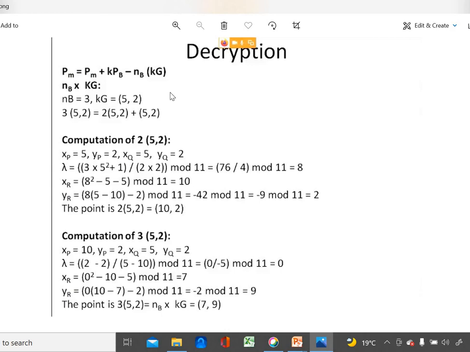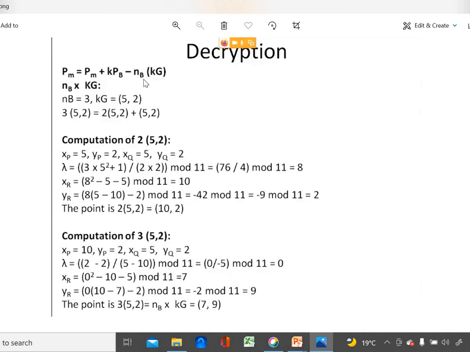Similarly, we have to calculate 3 into (5, 2). 3 into (5, 2) is nothing but 2 into (5, 2) plus 1 into (5, 2). This 2 into (5, 2) we already calculated and we got it as (10, 2). So this is xp, yp, and this (5, 2) becomes xq, yq. Now p is not equal to q, so apply the lambda formula for p not equal to q. We applied that formula and also calculated xr and yr, and we got the value (7, 9).